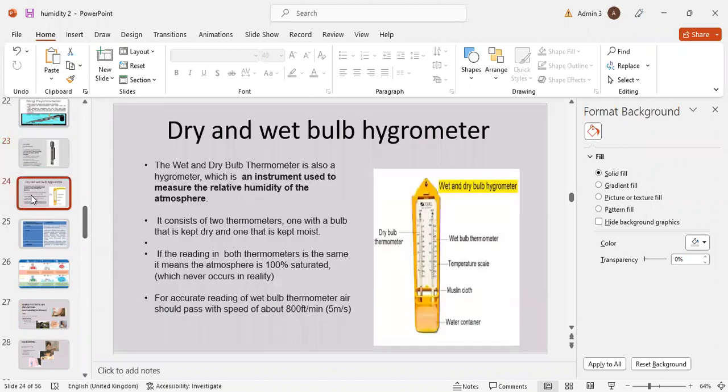And then the dry and wet bulb hygrometer. The wet and dry bulb thermometer is also a hygrometer, which is an instrument used to measure the relative humidity of the atmosphere. It consists of two thermometers, one with a bulb that is kept dry and one that is kept moist. If the readings on both thermometers are the same, it means the atmosphere is 100% saturated, which never occurs in reality. For accurate reading, air should pass the wet bulb thermometer at a speed of about 800 feet per minute or 5 meters per second.